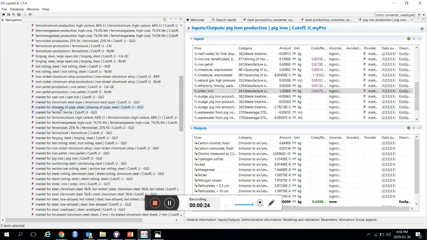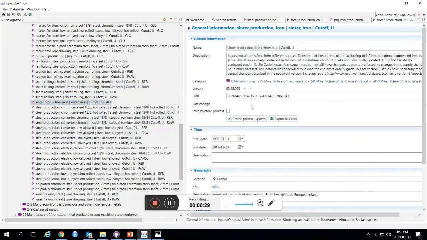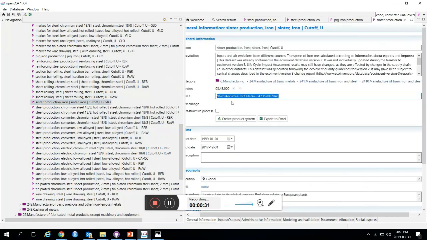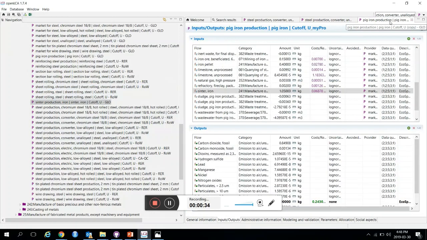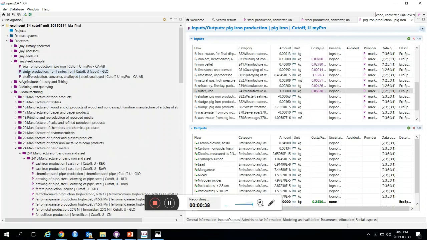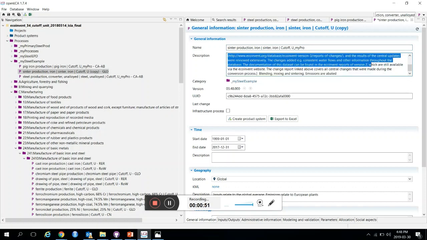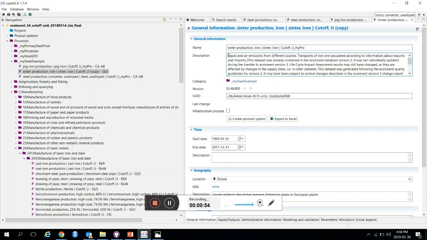Let's open the original down here, sinter. Just for documentation purposes, we can select the original UUID, and let's open our new process for sinter production that we copied. And again, we can just call it mypro to make it easy to understand that we created it, or flash modify an existing ecoinvent process. Let's keep the original description. Say original description.